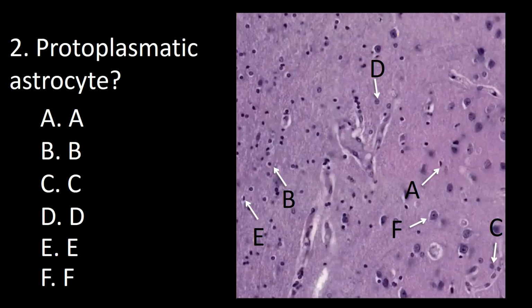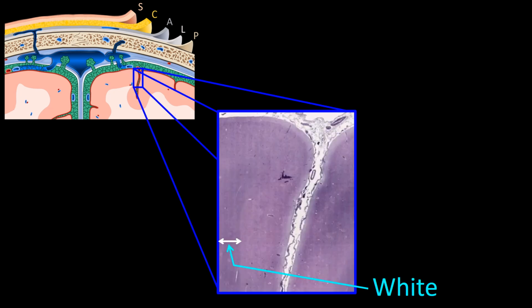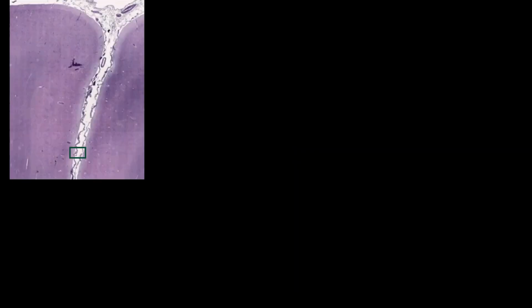Next question. Please take a look at this specimen and select the letter that corresponds to a protoplasmic astrocyte. I have reintroduced the same cartoon we used for the last question and indicated by a blue rectangle the area of interest, which I have enlarged. I have now indicated the white matter, gray matter, and the sulcus region. Let's first pay attention to the sulcal area. As you can see, I have placed the specimen to the side to show the histology of the area.